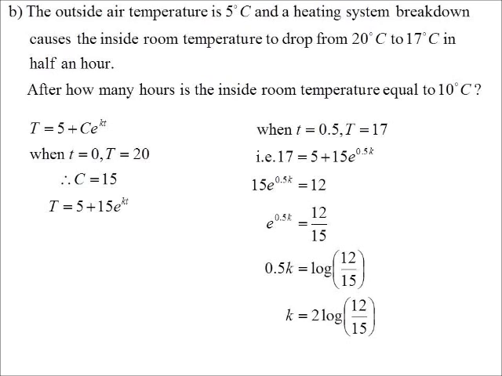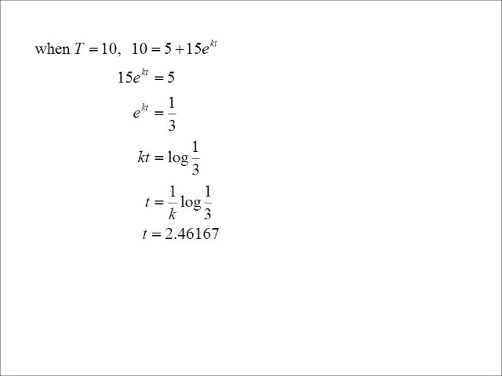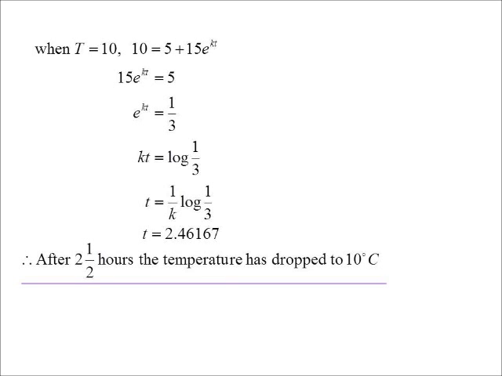We now want to know when is the temperature equal to 10. So 10 equals 5 plus 15e^(kt). And eventually, after playing around and making little t the subject, I get 1 on k, that number we've stored in our calculator, times the log of a third, which is 2.46167, and I'm sure there's more numbers after that. So 2.5 hours. So after 2.5 hours.